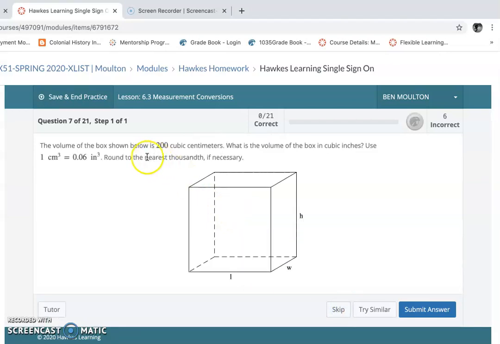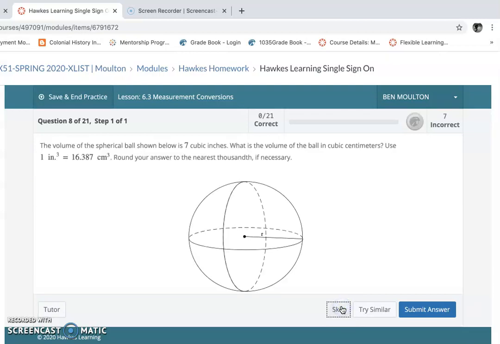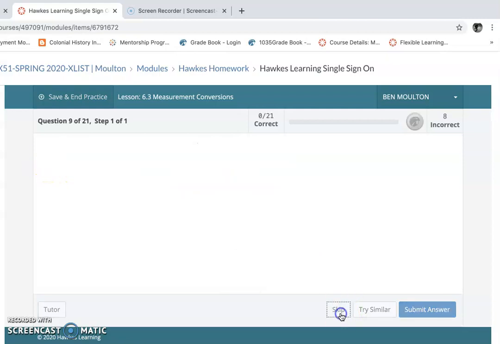This time we have a volume of a box shown as 200 cubic meters. So we'll just do the unit conversion here. Hopefully you're starting to get the hang of things, and you will realize that you need to multiply that by 0.06 cubic inches over 1 cubic centimeter. That'll get you to your answer there. Next problem, same story, I believe. We're taking our 7 cubic inches, so we'll multiply that by 16.387 cubic centimeters over 1 cubic inch to make those cubic inches divide out.